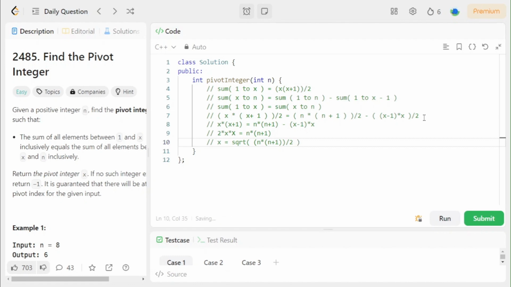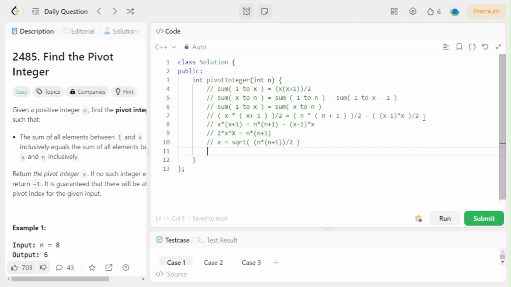So if x should exist, technically x as per definition is an integer number. So this square root should exist. It should not be a decimal number. It should be a proper integer, right? That is the condition. If it's not a proper integer, we'll return -1. So let's solve it.